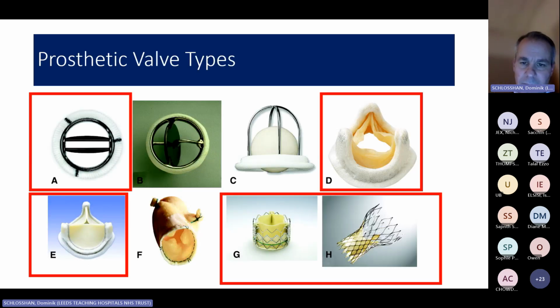So these are the valves we deal with. Some of them are historic. I think there are very few Starr-Edwards valves, which are the ball and cage ones. The ones in red are the ones we commonly see. Most mechanical valves are bi-leaflet. Certainly over the past 20 years or even longer, there wouldn't have been any single-leaflet valves in Western healthcare systems. They would all be bi-leaflet valves.